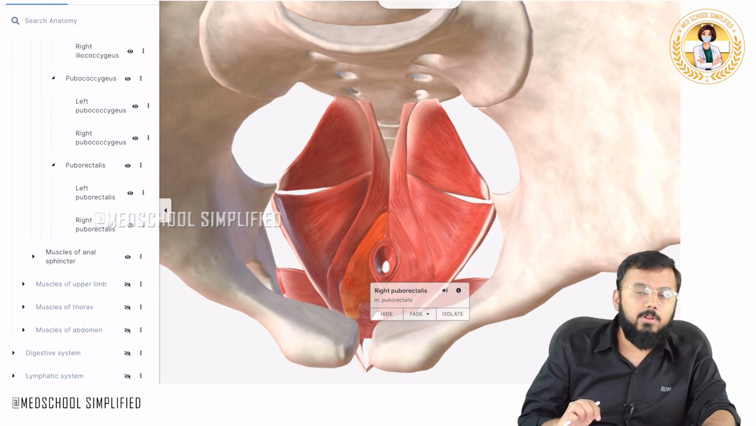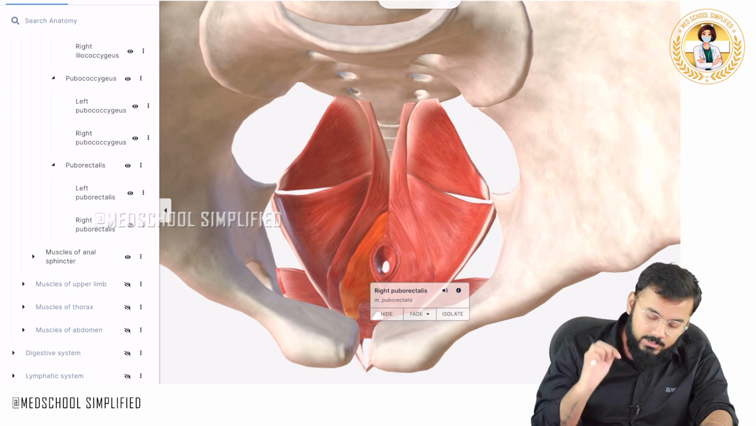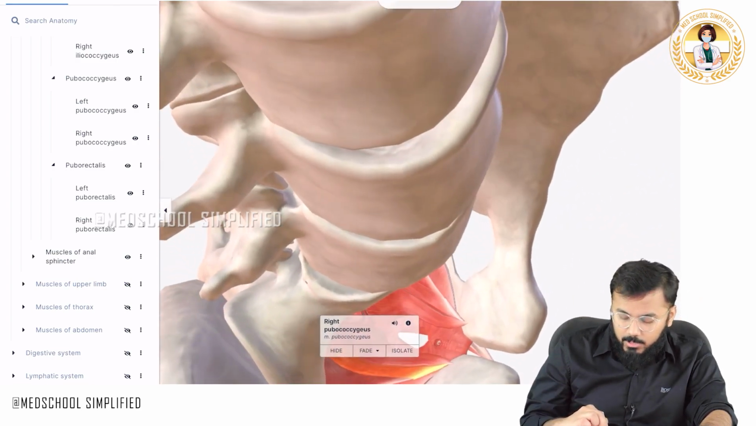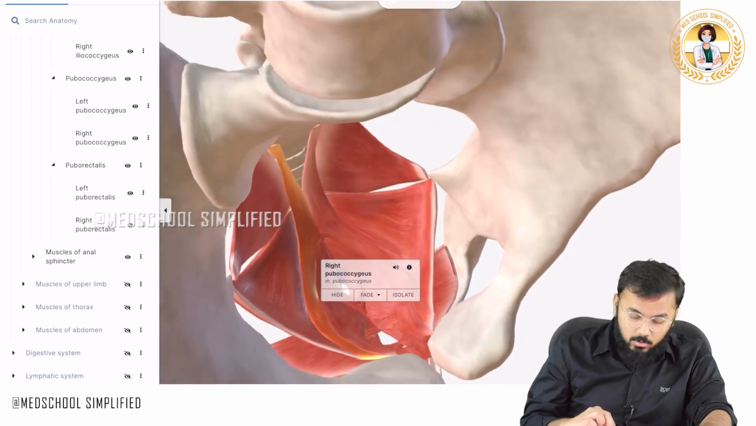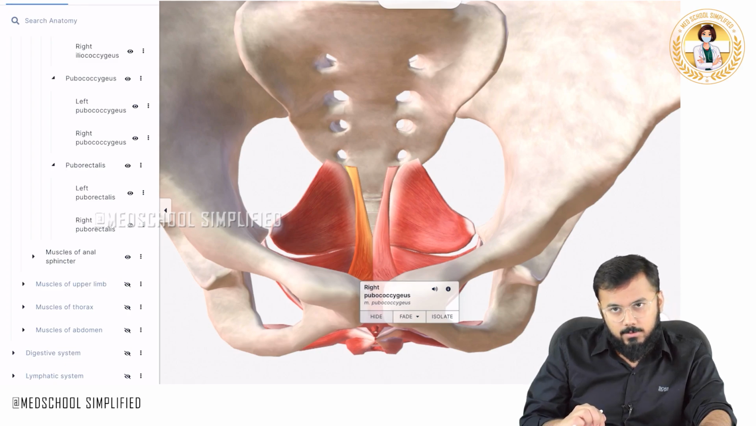Clear all of you? After puborectalis, what is the next? Pubococcygeus. Just side to that, this is pubococcygeus. Why? Because it is also attached to the pubic bone. You see here from the top, attached to the pubic bone or no? And at the back it is attached to the coccyx, right? So that is the reason why it is called pubococcygeus, right?